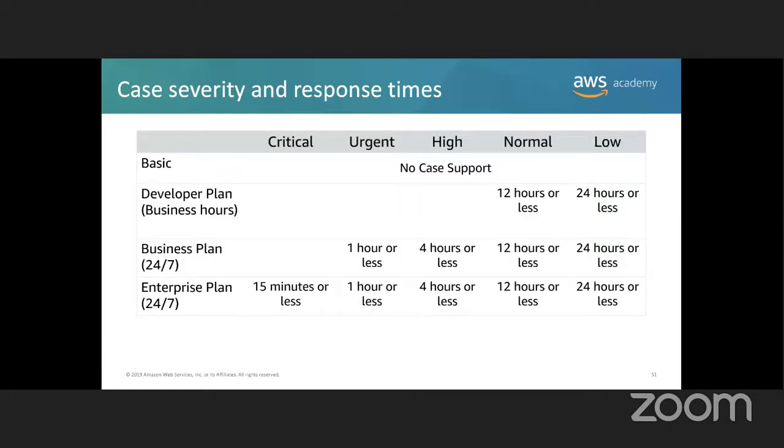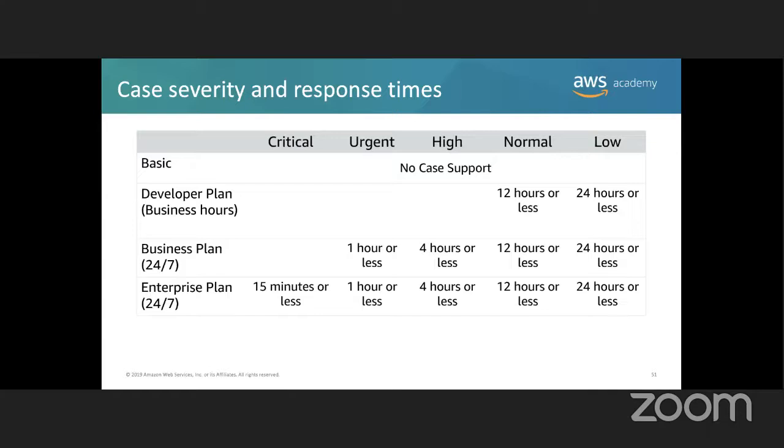The basic has no support. There's no case for that, right? Now the developer plan, business hours, it only gets normal support for normal cases. Developers don't have any critical thing. It's very rare that a developer has a critical matter. If you have something critical, you have all the developers with you. You don't need AWS for that, right? But if you want to use AWS, it has to be a normal case. It cannot be critical, urgent, or high. It has to be normal because you don't get support for anything higher than that, right?